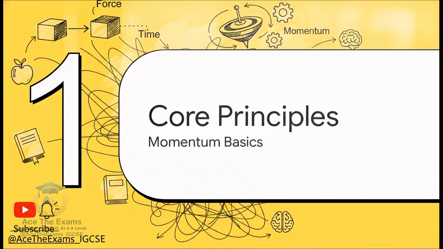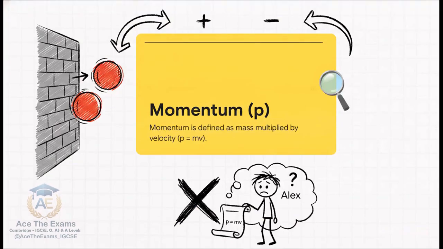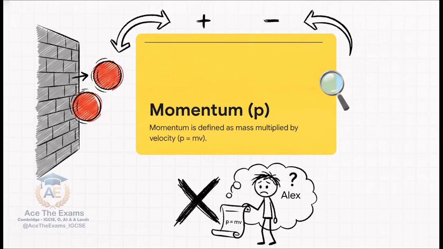Let's set the foundation. Let's start with the absolute basic building block. Momentum, which we denote by the lowercase letter p, is defined as mass multiplied by velocity.